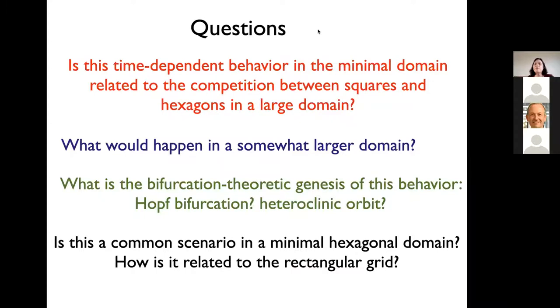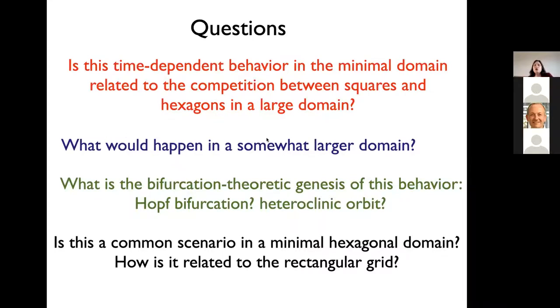And so I should tell you now that I'm planning to tell you three stories or so, maybe four, depending on the time I have. And this is the end of the first story, which is an exotic behavior. And these are the questions arising from this investigation.